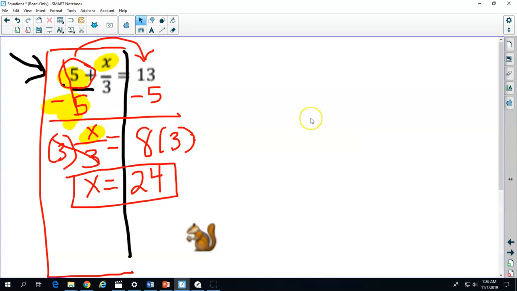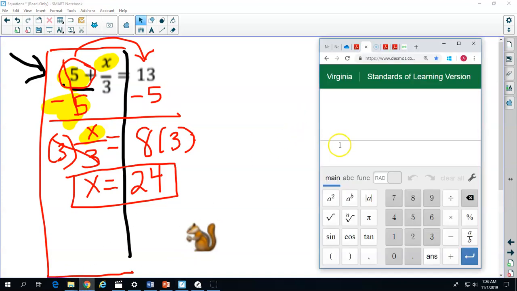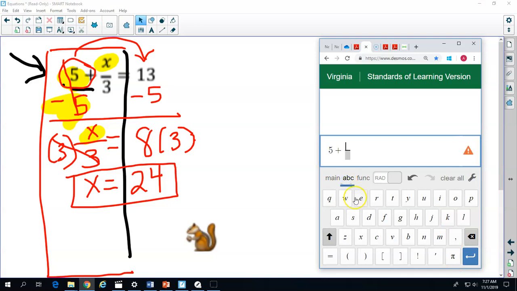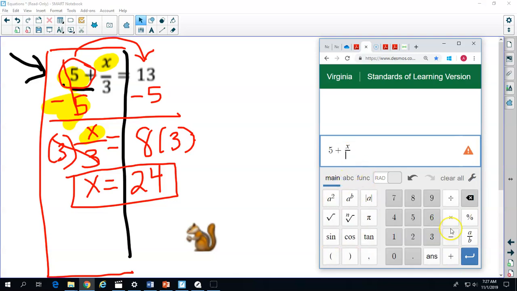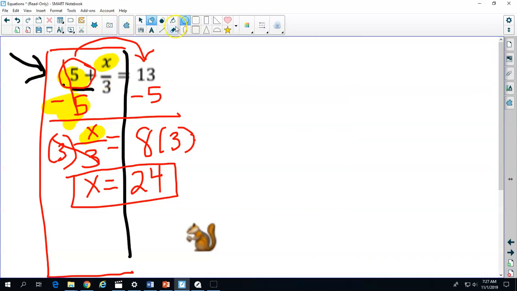What I want you guys also to be doing is recognizing that Desmos is a way that you can check this. So what we can do is put into Desmos 5 plus x over 3: 5 plus x, and then we can put 3 on the bottom. All right, and that's our expression over here. So what I've put in here is just this right here. I've put that into my Desmos. And I got 24 as an answer.